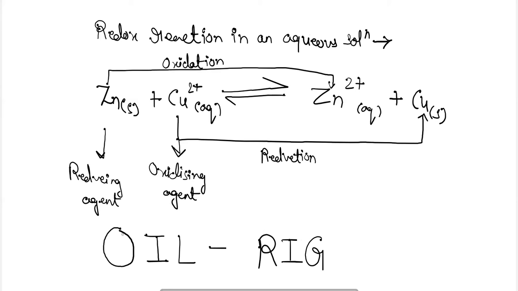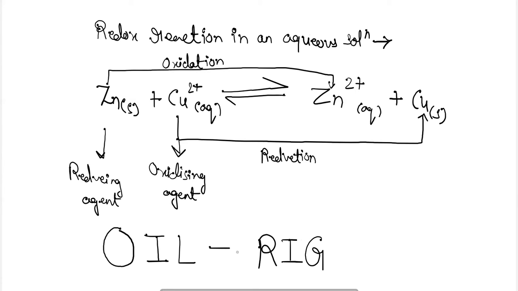So here O means oxidation, I means is, and L means losing. So it means that oxidation is losing of electrons, while R is reduction, I is is, and G is for gaining. So here reduction is gaining of electrons. Oxidation is losing of electrons. Reduction is gaining of electrons. Okay. So this will be the OIL RIG.